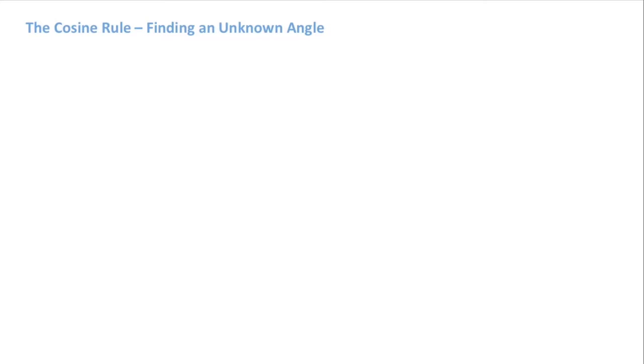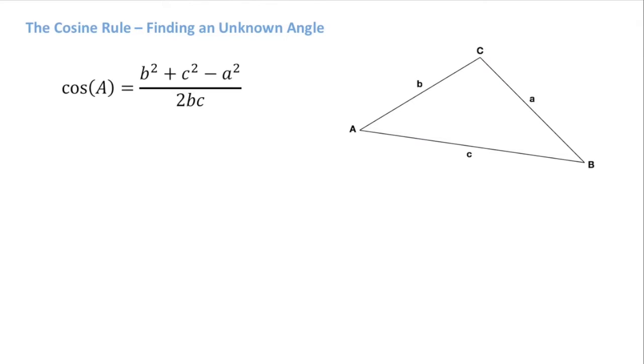In this video, we learn how to use the cosine rule to find an unknown angle. Now let's consider this generic triangle shown here. The cosine rule states that cosine of A is equal to b squared plus c squared minus a squared, all of which is divided by 2 times b times c. Now let's try and clarify what this formula is actually saying.